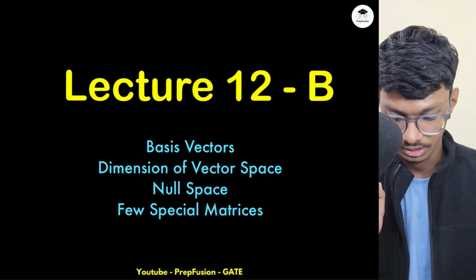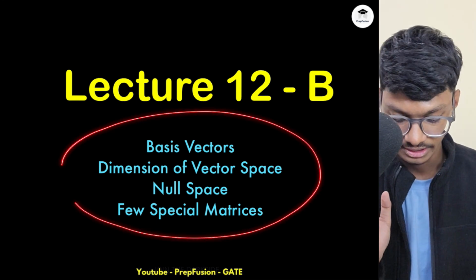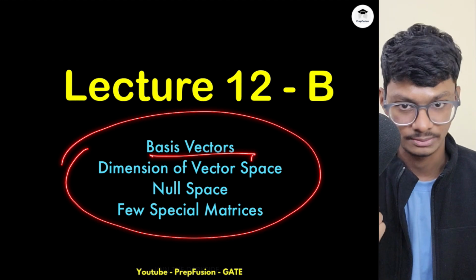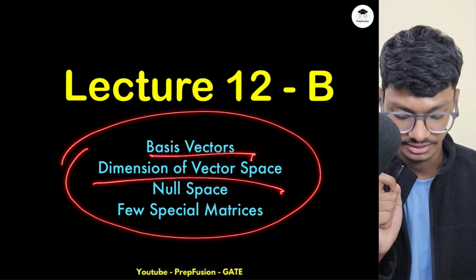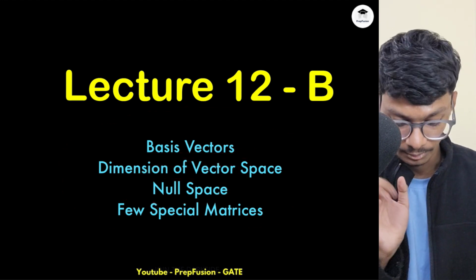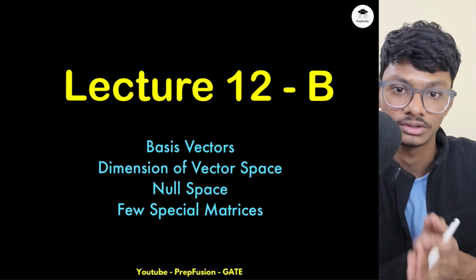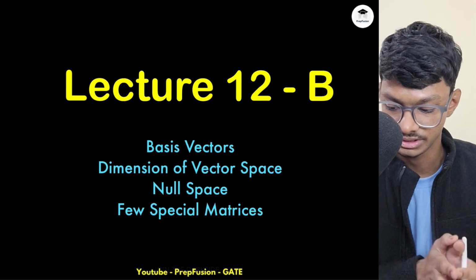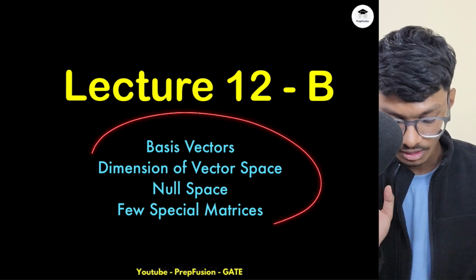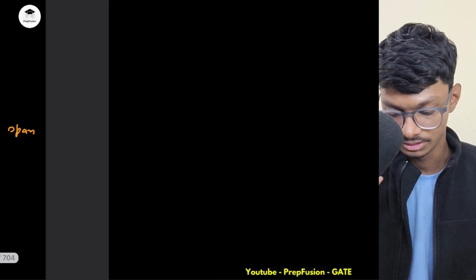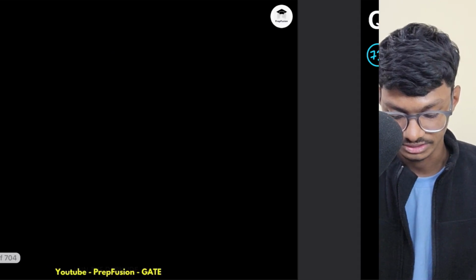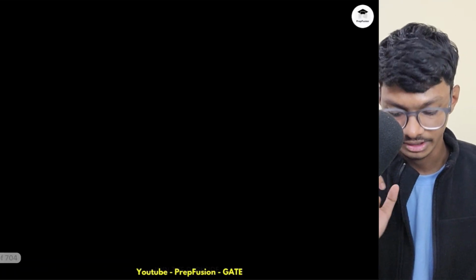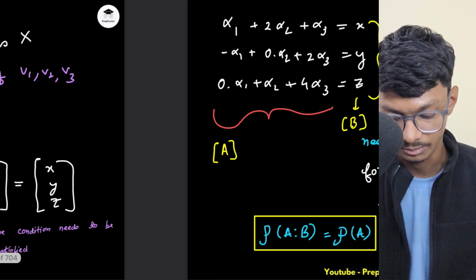In this lecture we will learn about basis vectors: what a basis vector is, the dimension of a vector space, and null space. I have mentioned this name previously. Now we'll understand what null space actually means, and also a few special matrices which I skipped over. But before starting, I skipped a few questions in the previous lecture, so we will try to do those. Also, I'll quickly summarize what we learned in the previous lecture.